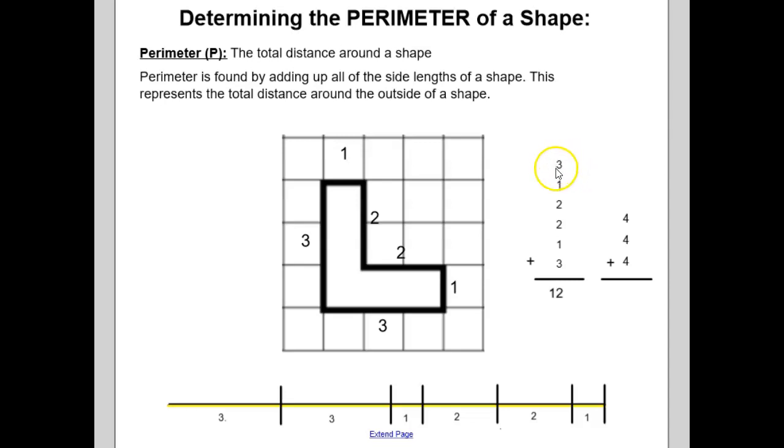So I just added 1 and 3 to equal 4, and then 2 and 2 to equal 4, and 1 and 3 to equal 4. So these represent the exact same side lengths, but this was just a little easier to add because I know 4 plus 4 plus 4 is 12 because it's the same as 4 times 3. So do be thinking of ways to make this as efficient as possible.